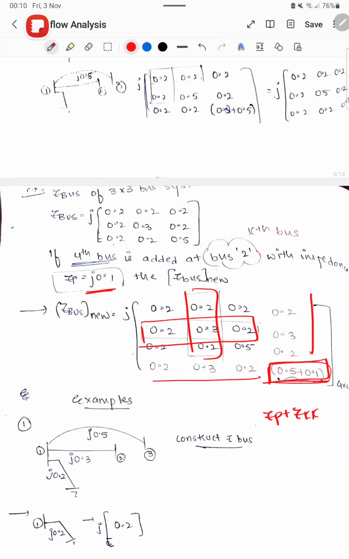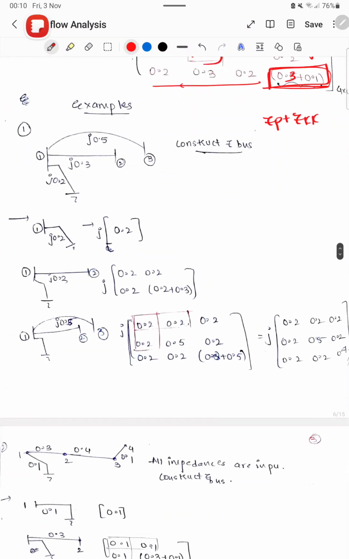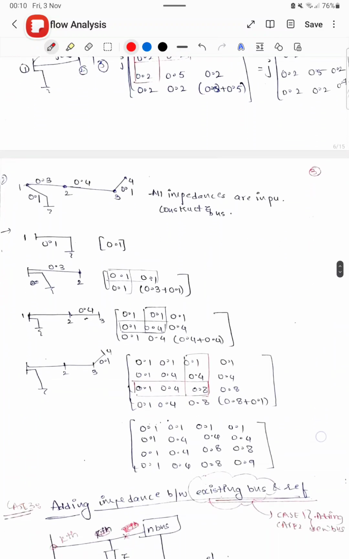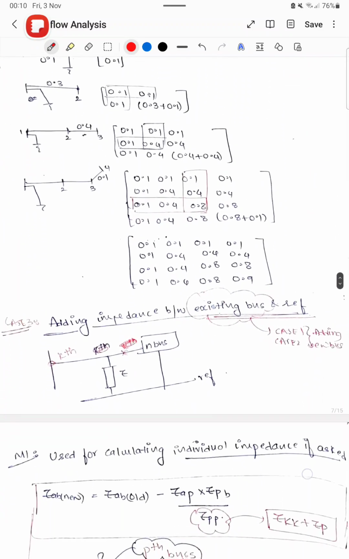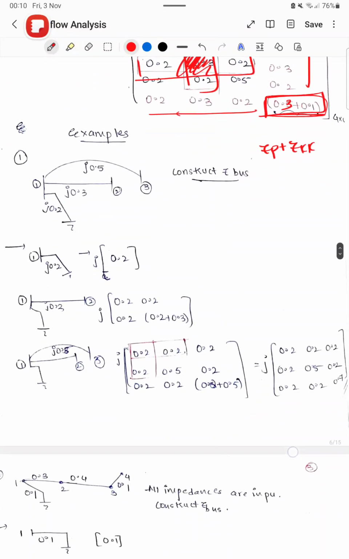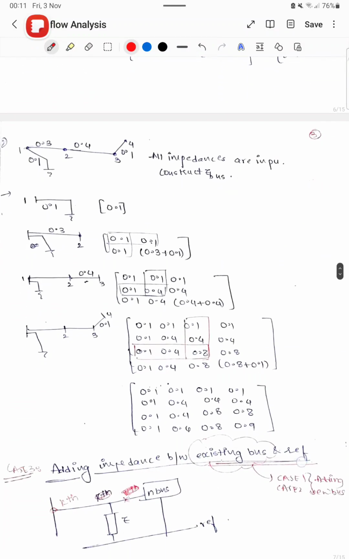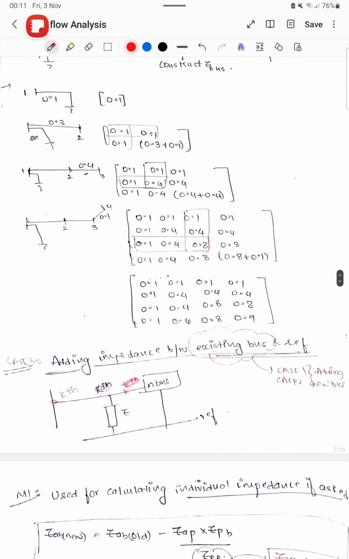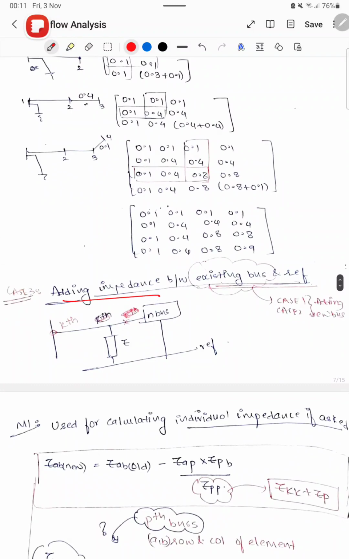That is nothing but, you need to color it properly, and that will be, yes, so that will be 0.3. Fine. Now let's move ahead quickly. You can pause and do all these examples here, but for now let's move to the next case. Adding impedance between existing bus.